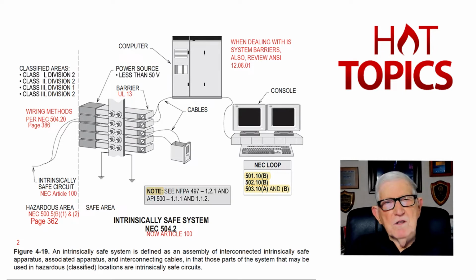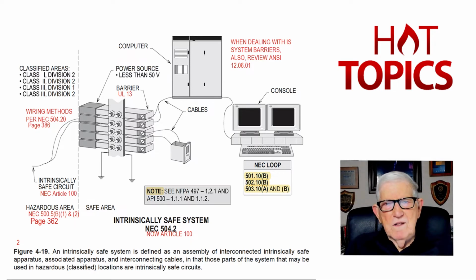Now, the wiring methods that you're going to select would be 504.20, page 386, as you see in the illustration. And notice once you select these wiring methods, and the system has been listed and labeled for Class 1 Division 2, Class 1 Division 1, Class 2 Division 2, Class 3 Division 1 and 2. In other words, intrinsically safe can be used in any of the divisions, such as gas and vapor, dust, flyings, and fibers. These systems can be used when designed for such areas.